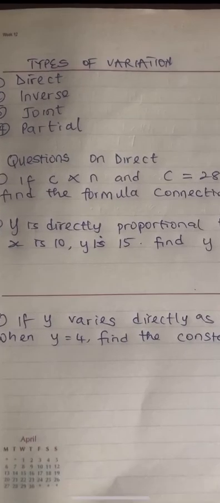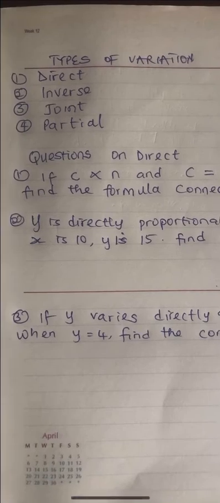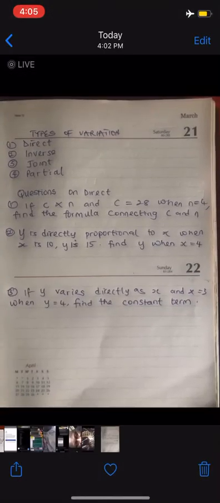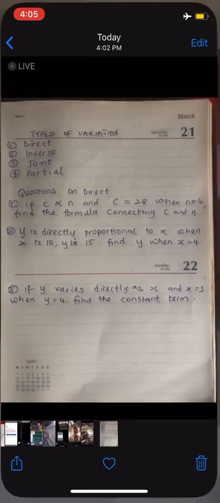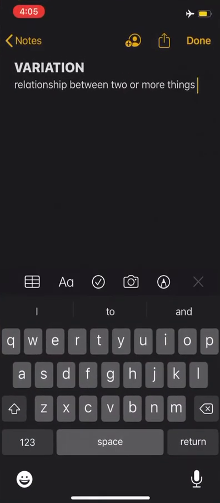So we basically have four types of variation. We have direct variation, inverse variation, joint variation, and partial variation. Okay, so today I'm going to be talking about direct variation quickly. Explanation: what is direct variation? How do I know a variation is direct, inverse, joint, or partial? Because I'm talking today about direct variation, what is direct variation?